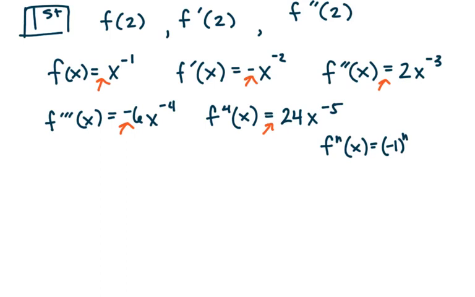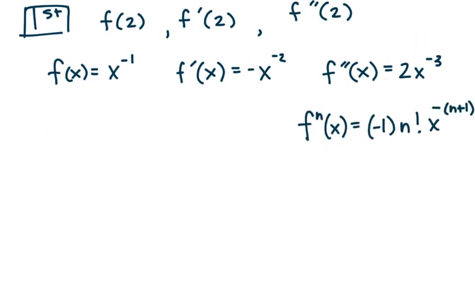And if we look at these coefficients, our coefficient is 1, 1, this 2 is 2 factorial, 6 is 3 factorial, and 24 is 4 factorial. So we could then write this, well, this would be n factorial, and we have an x to some negative power, and that negative power is increasing, so I'll say n plus 1. So I cleaned that up a little bit. The point being, we can determine a general nth derivative.